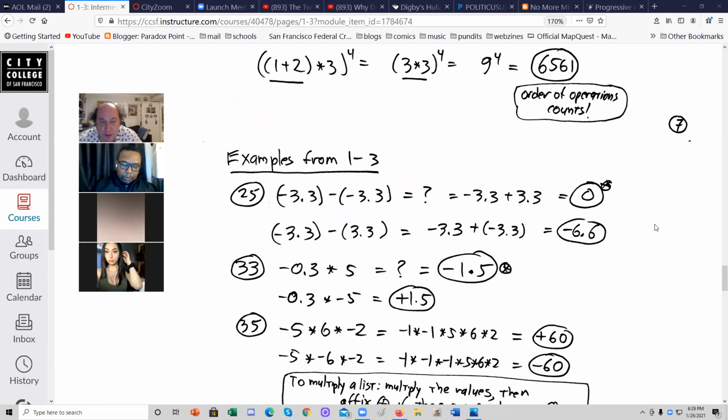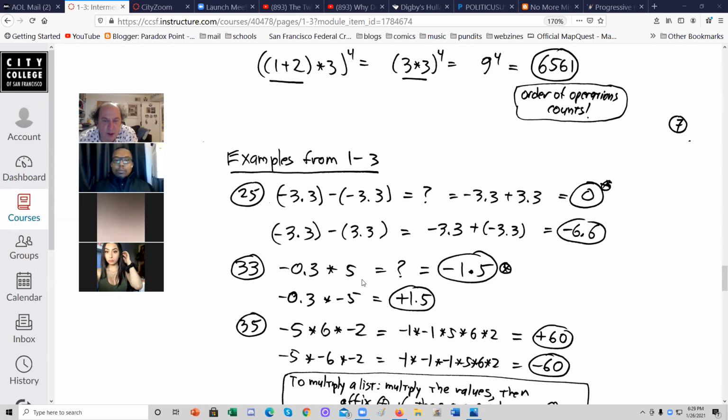Here are some examples. Negative 3.3 minus negative 3.3. Well, that's a number minus itself, or you can write this as minus a negative is plus. Negative 3.3 plus 3.3, they cancel out, 0. Negative 3.3 minus 3.3, you can write that as negative 3.3 plus negative 3.3. They have the same sign, so they pull in the same direction, a negative direction. And so these add up to negative 6.6.